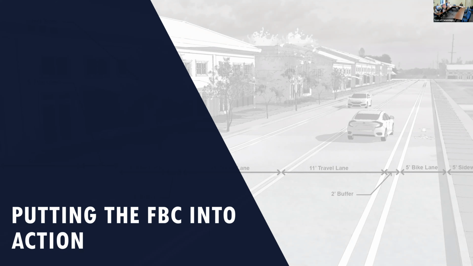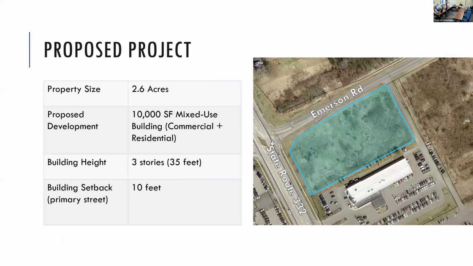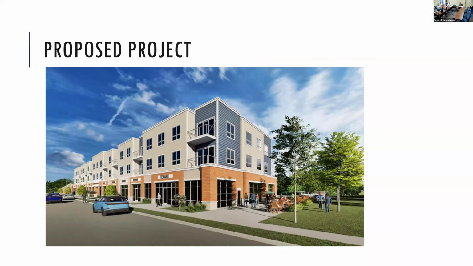So, a hypothetical project: property size, 2.6 acres, the development's 10,000 square feet. It's a mixed use building. It's 3 stories and it's a 10-foot primary setback. So in this example, we're not going through all of those design parameters per se, more of a process example. Based on those parameters, they also submit a graphic of what their building's going to look like, which is projected on the next slide. But really then just walking through the approval, what the process would look like.